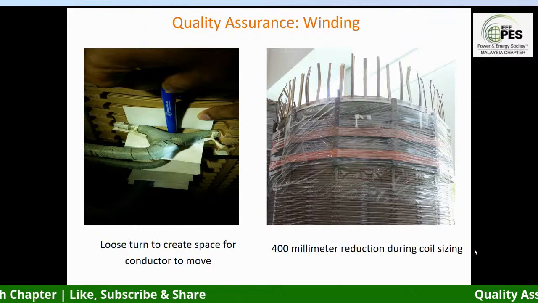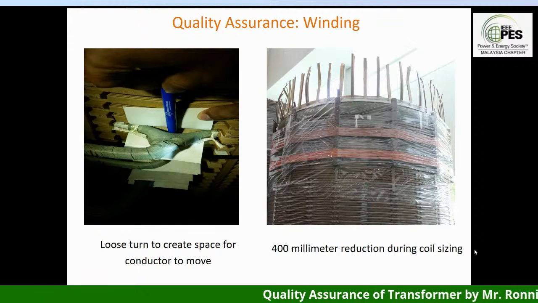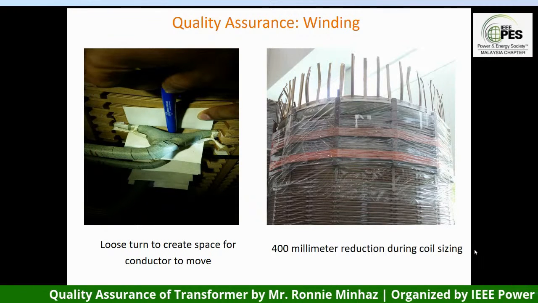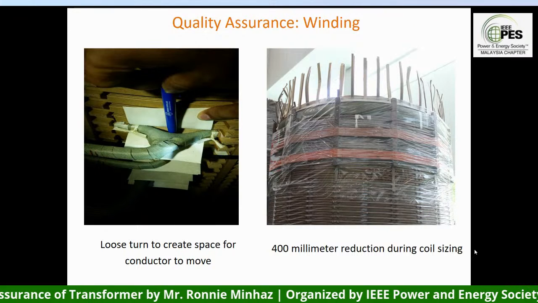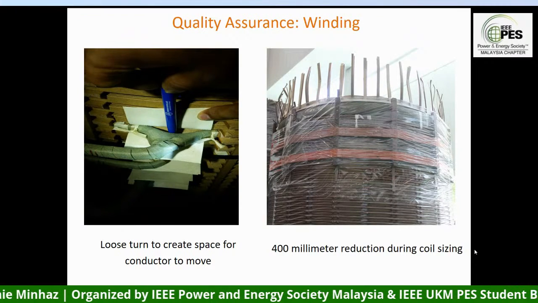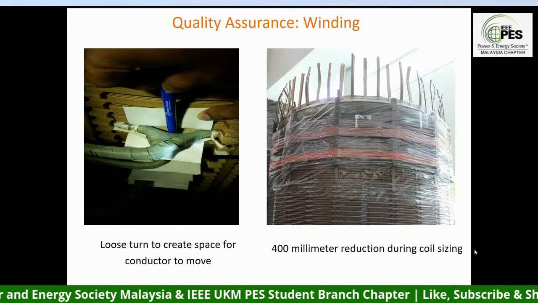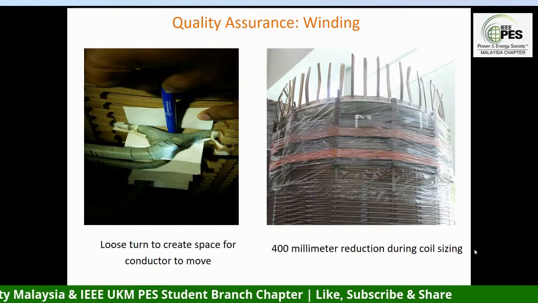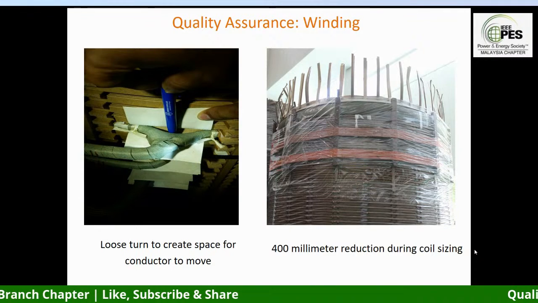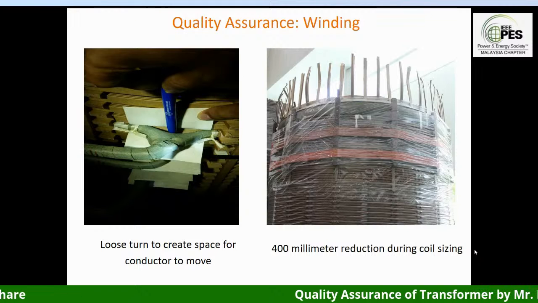When a winding shrinks like 400 millimeters, just imagine mechanically how strong it will be. Of course, it's going to compromise the mechanical strength of your conductor, of your winding. That means it's going to compromise the quality of your transformer. That means having a factory in a place with higher humidity, the insulation is going to absorb the moisture, and during the winding process, you have to shrink it. Shrinking it means you are compromising the mechanical strength.